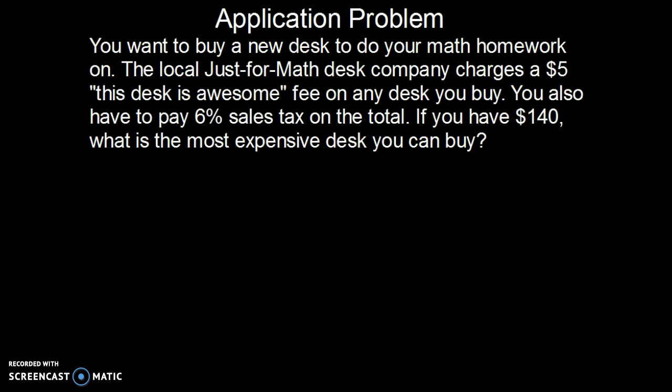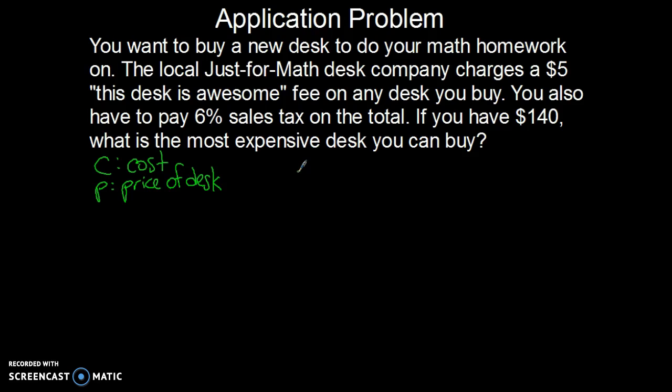So there are really two pieces to this, right? There's a total cost, and there's also the original price. So those are going to be kind of our two variables we're working with. So we can call C our total cost, and P the price of the desk.